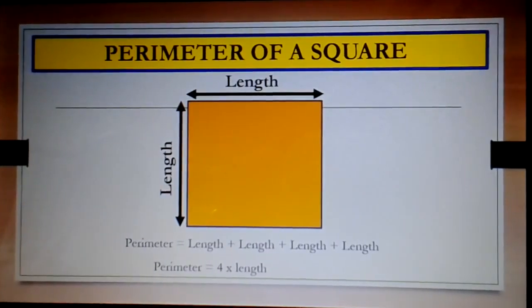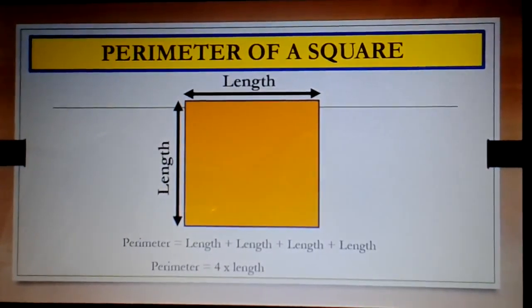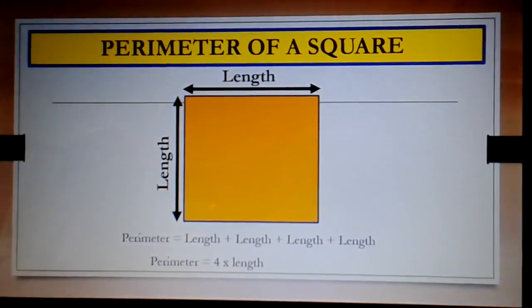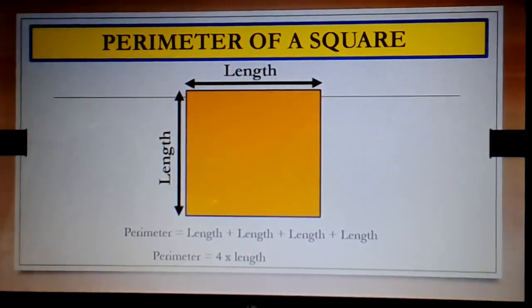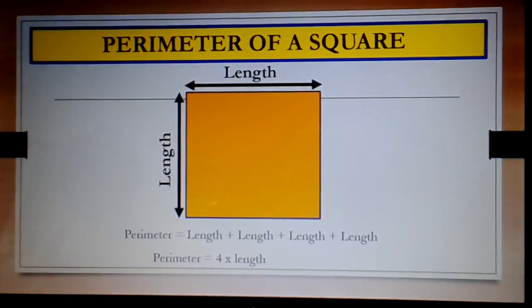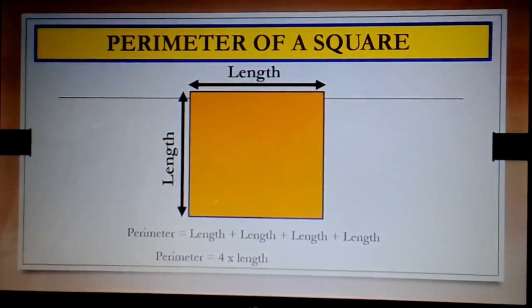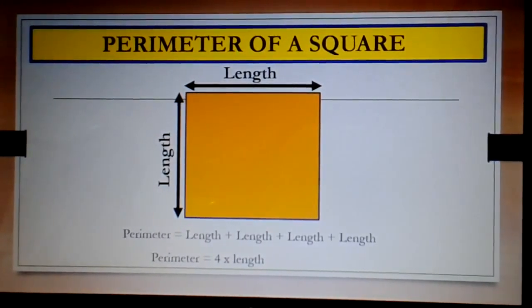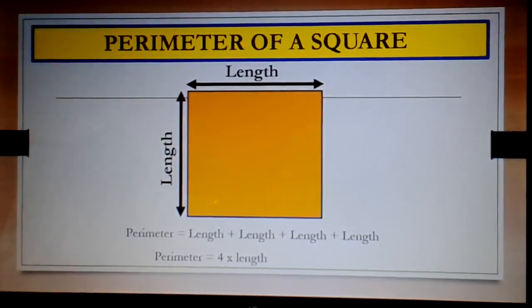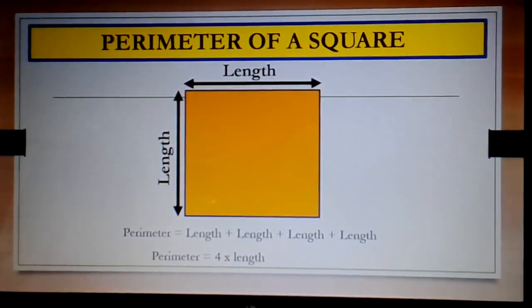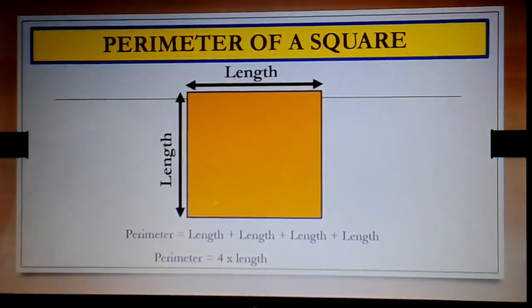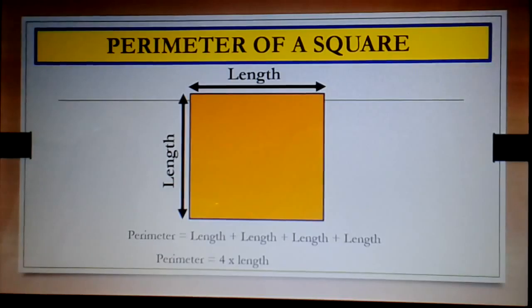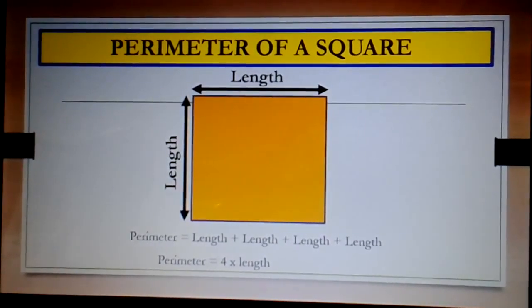Let's look at an example. Perimeter of a square. A square has four equal sides. And if one side were to be called length, let's examine how we would find the perimeter of this. So that would be perimeter equals length plus length plus length plus length. And since we have four lengths, the perimeter really would be four times length.